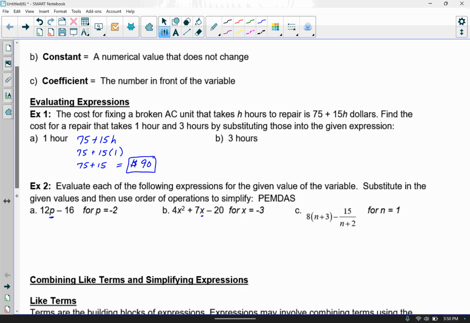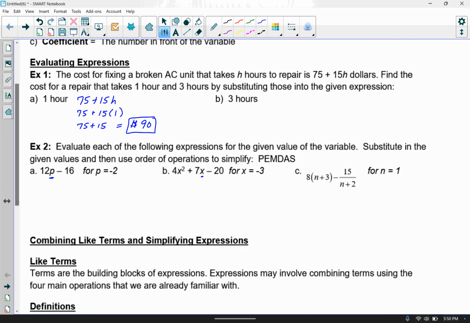All right, let's get on down to example 2, and let's do A and B on this one. Okay, so it wants us to evaluate these expressions for the given variables here. So here, 12p minus 16, and they want us to evaluate it for p equal to -2. So what that means is everywhere we see a p, we're going to plug in -2. So I have 12 times -2 and then minus 16. Do that multiplication first. 12 times -2 gives you -24 minus 16. And then add those together, and that gives you 40, and keep it negative. So -40, final answer there.